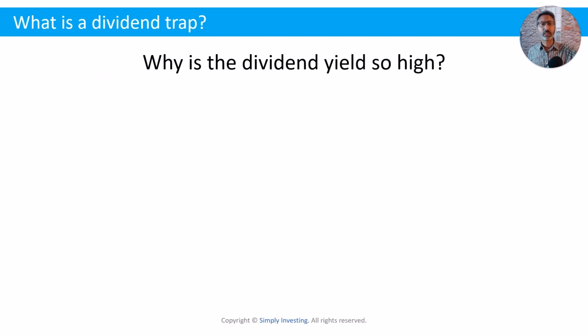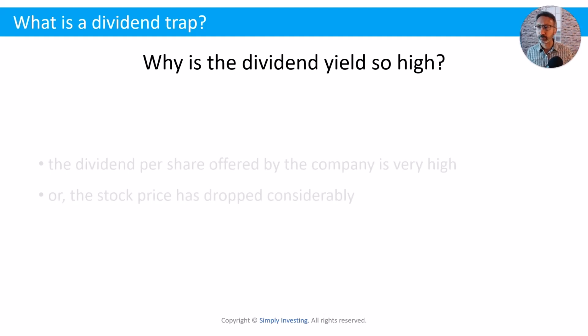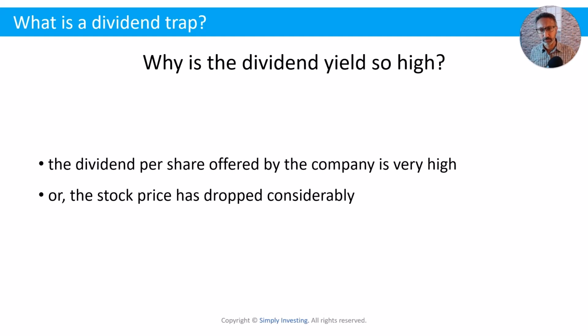And then this company's sitting up there at 38%. So why is the dividend yield so high? There's two reasons for this, and we're going to talk about both of them.